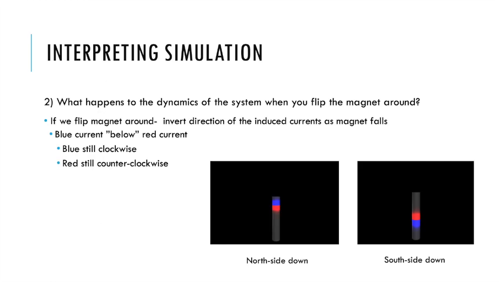When we flip the magnet around, we invert the direction of the induced currents as the magnet falls down. So we get the blue current below the red current. The blue is still clockwise and the red is still counterclockwise, but we see in the images how with the north side down we have the blue on top, and with the south side down we have the red on top.